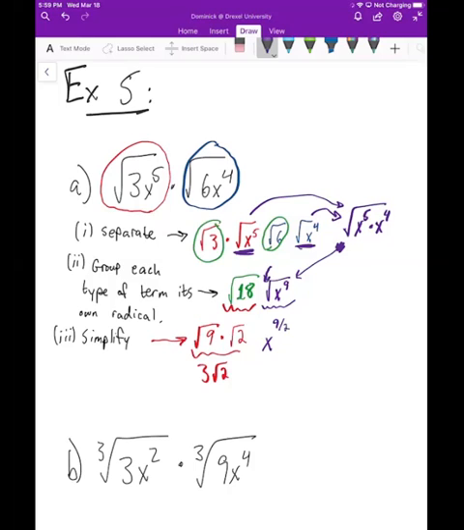If we write that as a mixed number, how many times does 2 go into 9? It goes in 4 times. Of course, there's 1 left over, so we can write that as x to the 4th times x to the 1/2. And if we want to take it out one more time, that's x to the 4th square root of x. Okay, so now we're almost done.